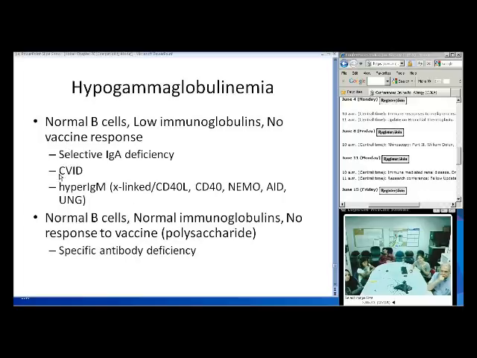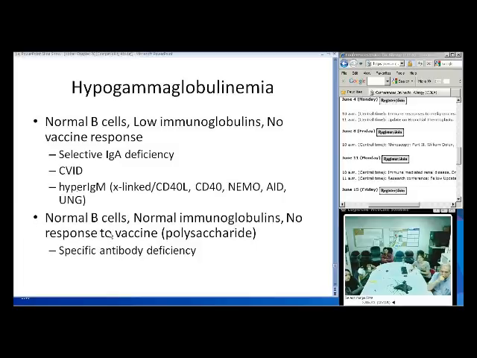And then, of course, there are things like hyper-IgM, where you have normal B cells, but you're unable to class switch from IgM to any of the others, like IgG, IgA. So you may have high IgM, you may have a near normal IgM level, but you're going to have very low IgG levels and very little specific antibody. The defects that can cause this are CD40 ligand, CD40, NEMO, and there are lots of different defects that can cause the same syndrome.